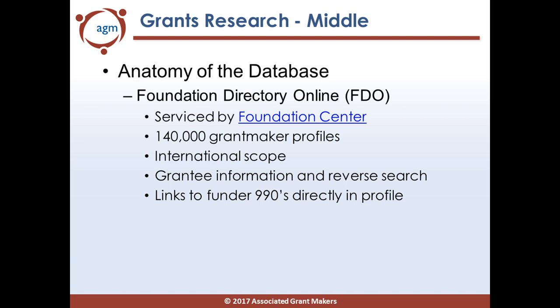As I had mentioned, the Foundation Directory Online is one of the larger databases with this information in it. It's got over 140,000 grantmaker profiles internationally. They also have some grantee information and reverse search capabilities. They link directly to the 990s in the profile of a funder, so you're able to do that deeper research if you want. It's a fairly expensive service. We provide it in our offices here to our partners, but if you wanted to get your own account online, I wouldn't be able to quote it off the top of my head, but it's a much more expensive membership than, say, the AGM one.